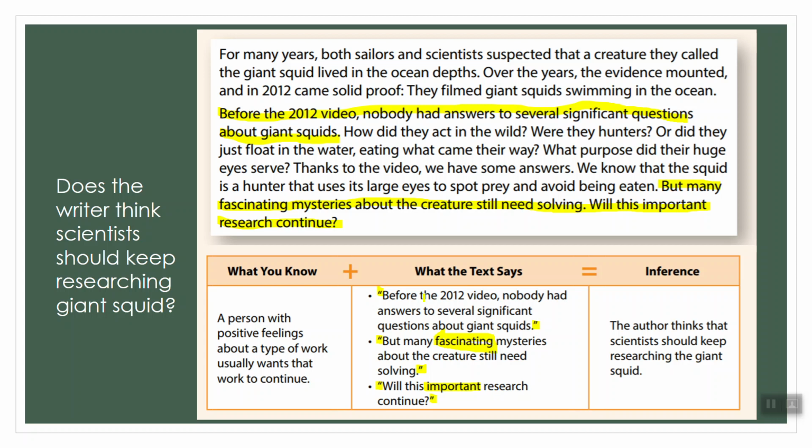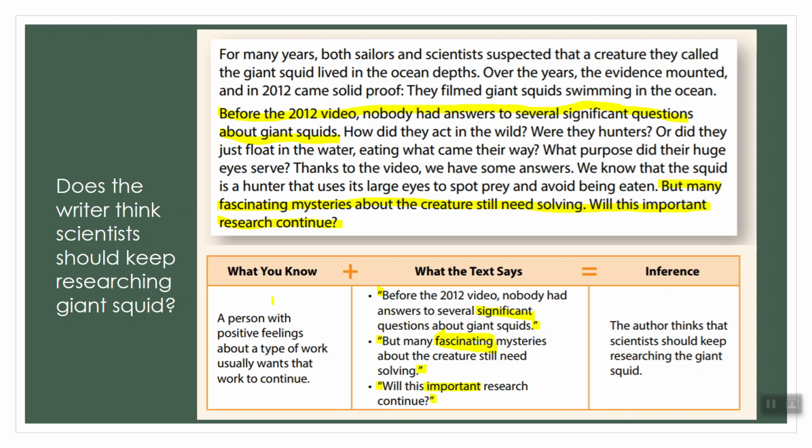When I look up at this first piece of textual evidence, I also notice that he said nobody had answers to several significant questions about giant squids. So this tells me that the writer thinks the questions were pretty important questions, and he was fascinated by the idea of the giant squid.